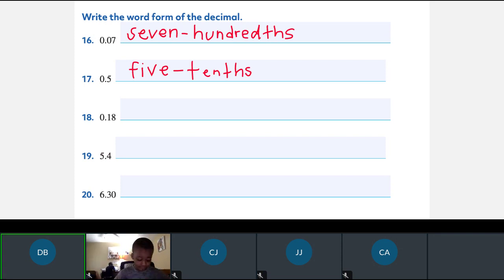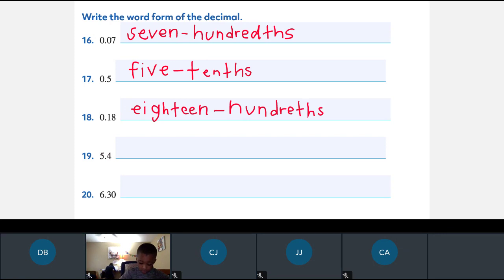Okay, number 18 is 18/100ths. So we're going to write the word 18. It is hard to write with my mouse. And then a hyphen and the word hundredths again. I guess I could have used the text tool. That probably would have been easier. Let me use that for the next one. 18/100ths.